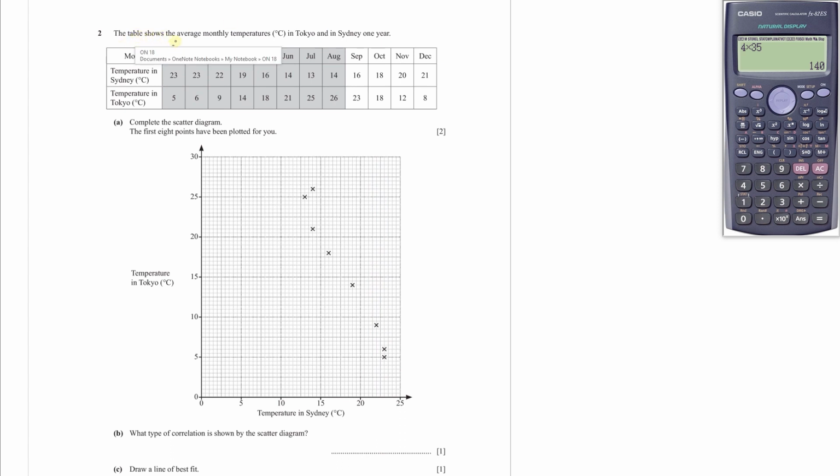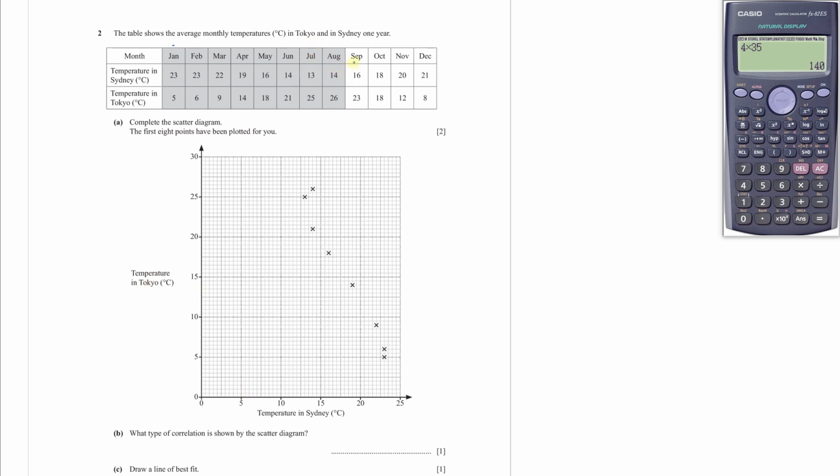Question 2 is the table shows the average monthly temperatures in degrees Celsius in Tokyo and in Sydney for 1 year. So you have temperature in Sydney, temperature in Tokyo for January, February, March until December. Complete the scatter diagram. The first 8 points have been plotted for you. So these are the points that have been plotted. On x-axis, you have temperature in Sydney. On y-axis, you have temperature in Tokyo.